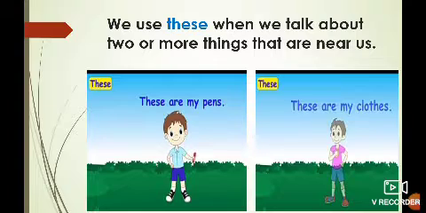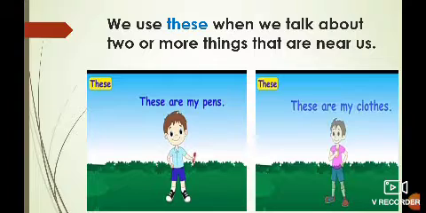Now, next we will see about these. Now, children, see. We use these when we talk about two or more things that are near us. Got it? When will we use these? We use these when we are talking about two or more things. And those things should be near to us. Whatever things are near to us and are more in number, we'll use these.